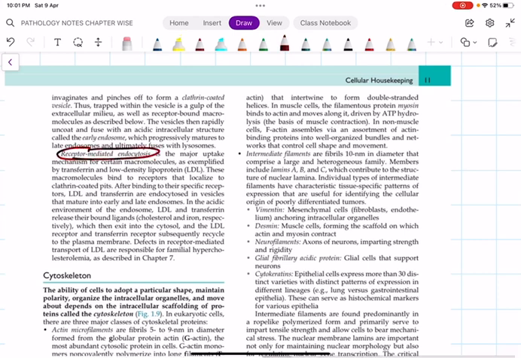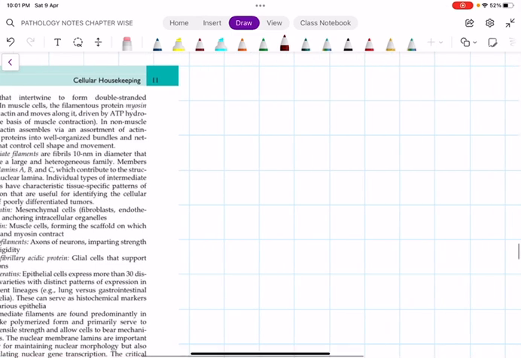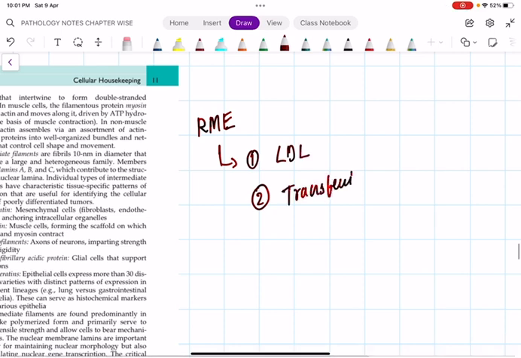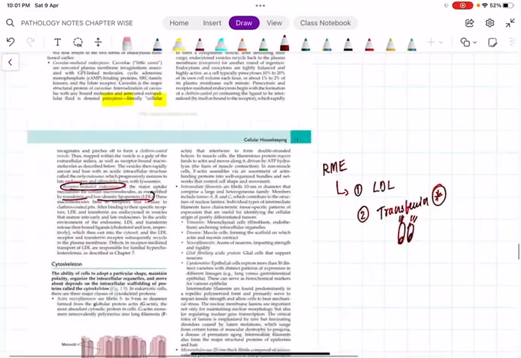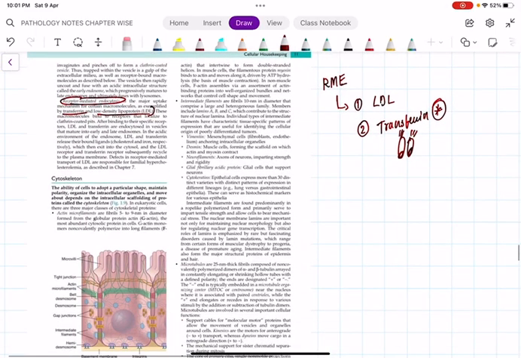The receptor mediated endocytosis examples are transferrin and low density lipoprotein. Receptor mediated endocytosis, I am writing RME. Remember two examples, number 1 and number 2. Number 1 is LDL, which you already know, and number 2, this is a new add-up point for you, transferrin. I'm putting a star. Please open your eyes here. This is a star, transferrin. Then coming into the cytoskeleton, we have actin.